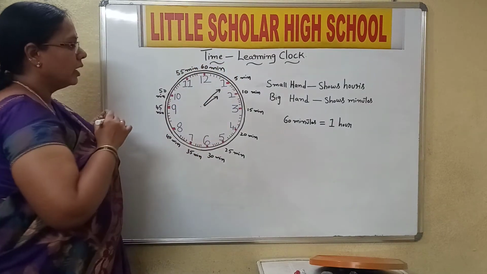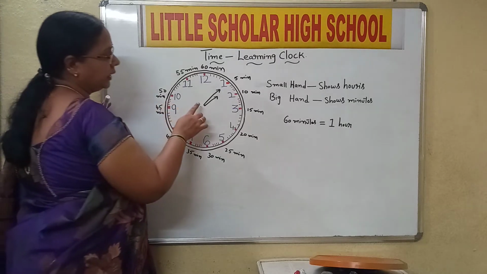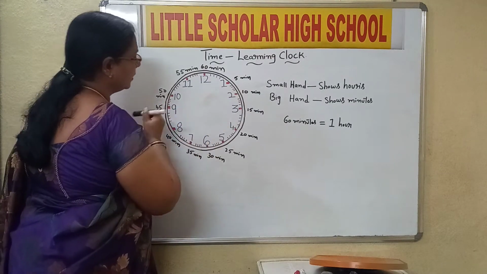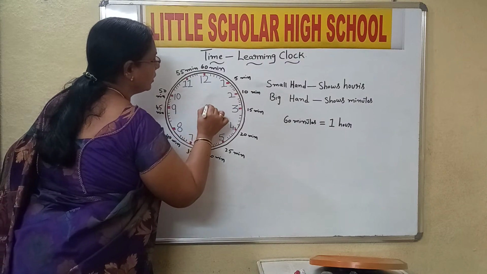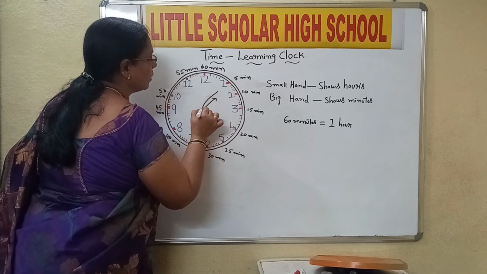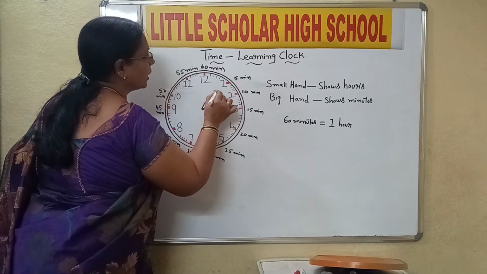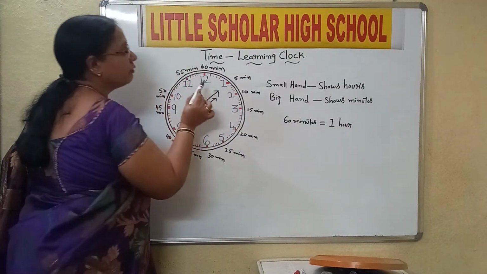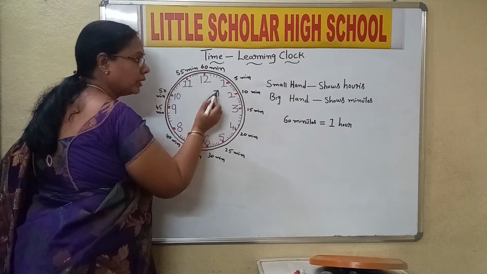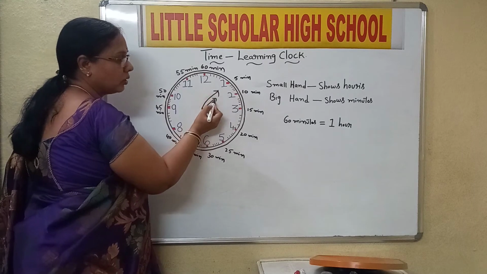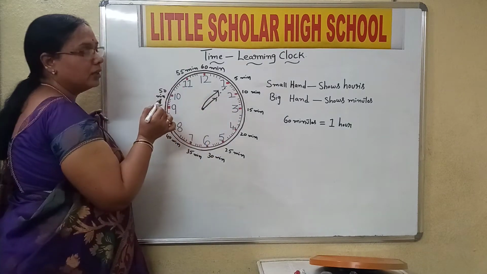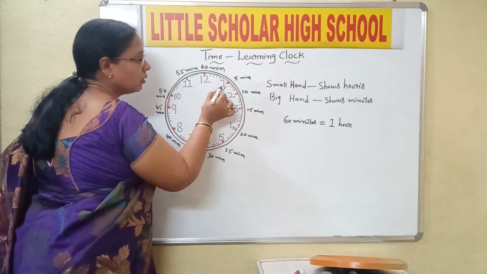Okay, children. Now, when the small needle is on 1, let me make it more clear. The small needle is on 1 and the big needle is on 1. So what is the time now? It is 5 past 1. That means the small needle is already there on 1, and the big needle is also there on 1.